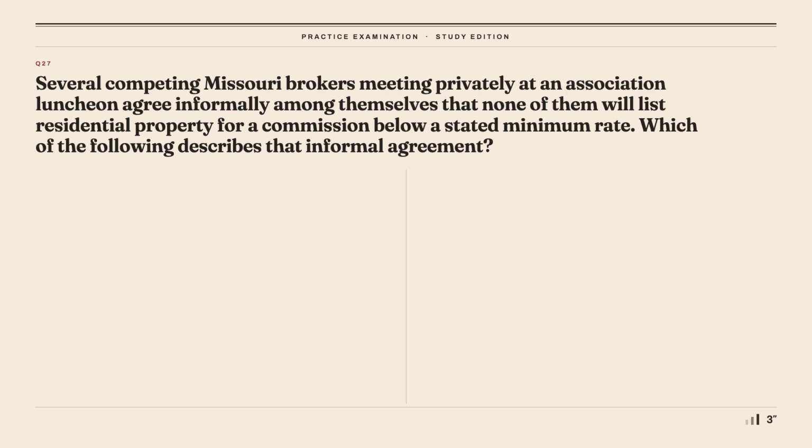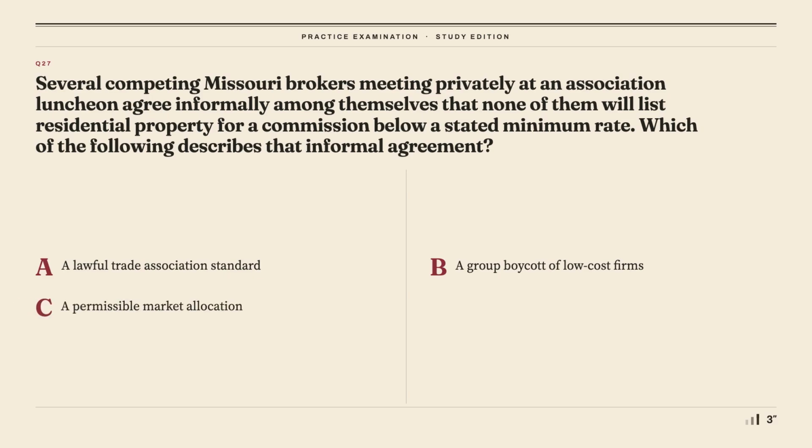Your options are A. A lawful trade association standard. B. A group boycott of low-cost firms. C. A permissible market allocation. D. Price fixing prohibited by antitrust law. Before I reveal it, which one do you think is right?